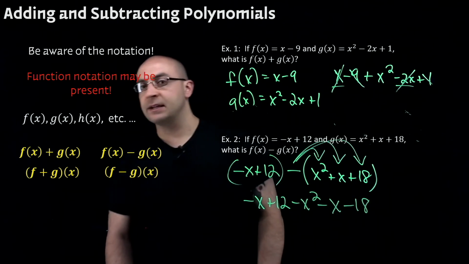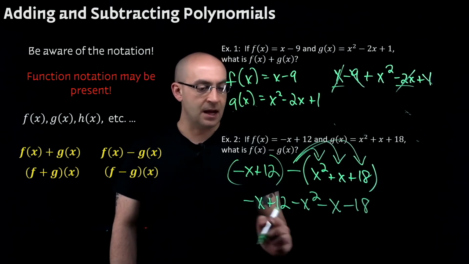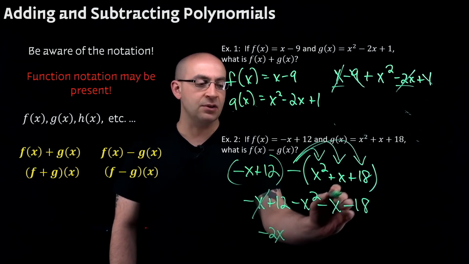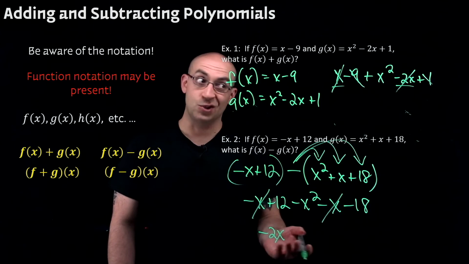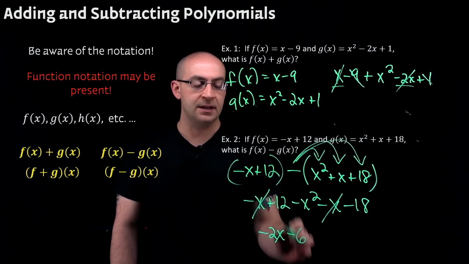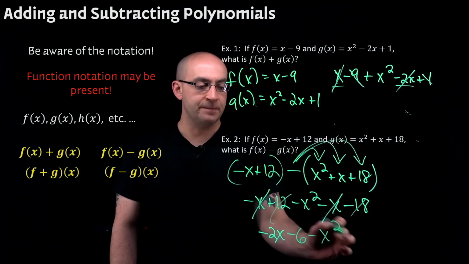And now we can combine like terms. Want to make sure I have enough space. Negative x minus x, well, that's negative 2x. And I like to cross out the things after I'm done with them so I don't duplicate them. Plus 12 minus 18 is minus 6. And I've got a negative x squared.